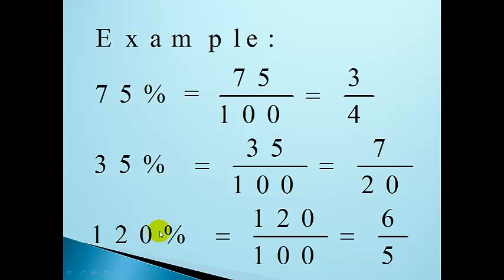Now 120%. 120% is equal to 120 divided by 100. Now 20 goes into 120 6 times. And 20 goes into 100 5 times. This means that 120% is equal to 6 over 5. So that is how we convert percentages to fraction. We only divide the percentage by 100, as shown.